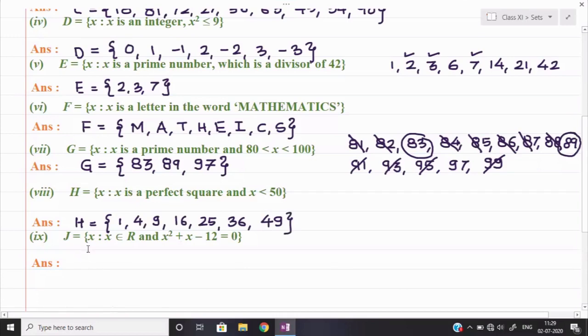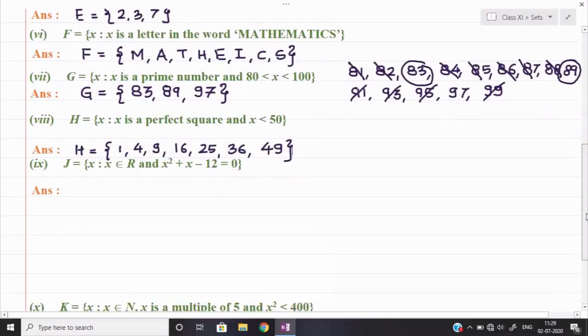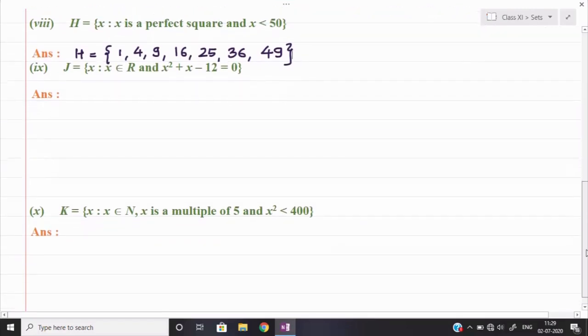Now let us see part number 9. I think this is the second last part over here. See, we are given a quadratic equation, and when we solve it and find the roots, meaning the values of x, the two values will be the elements of set J, because x belongs to R, where R stands for real numbers. See how we can find these values.